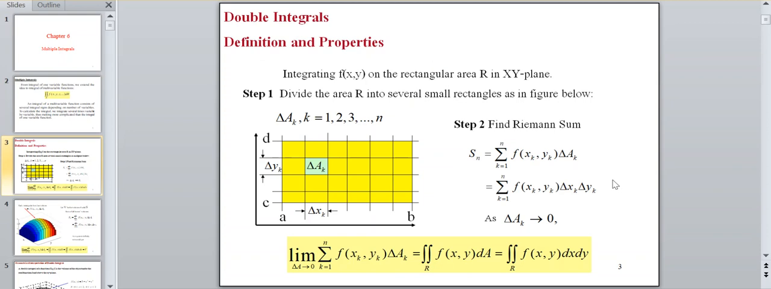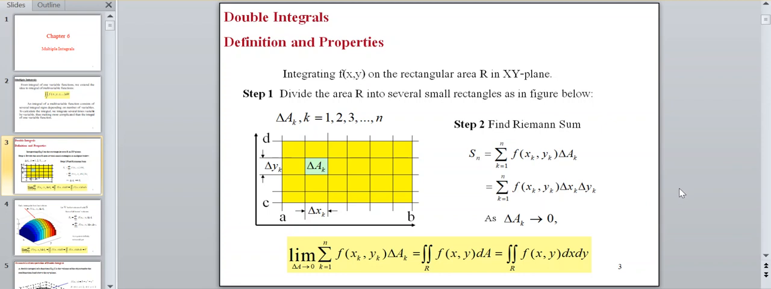Starting with the double integral of a function of two independent variables like f of x and y. So we know that when we have a function of two independent variables, it means f of x and y. The domain of this function is a subset of two-dimensional space.